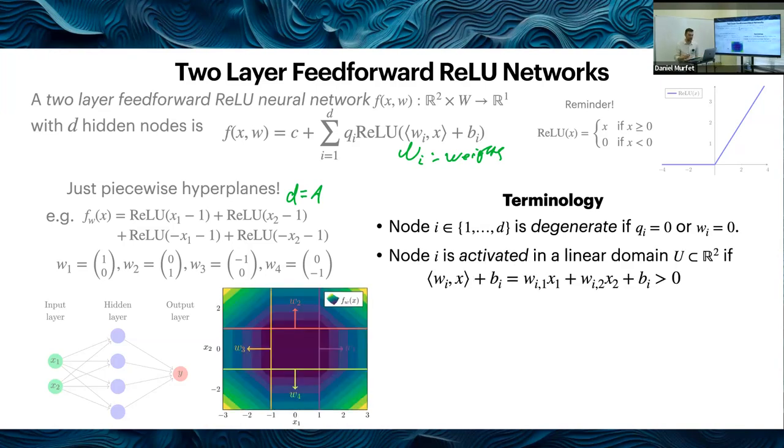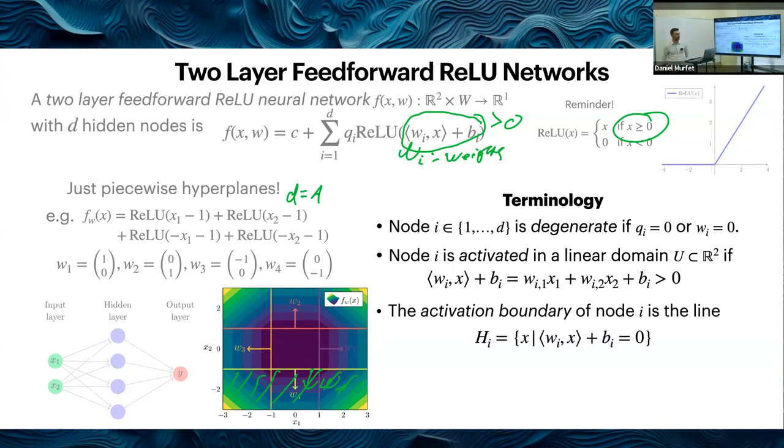We say that a particular node I is activated in some linear domain if the input to the ReLU up here is positive. Because of course, since ReLU only gives a non-zero output for a positive input, it's going to be active if that input is positive. So the way to think about that is that we have these nodes down here, like this one, W four, that is saying that this node is active everywhere in this region down here.